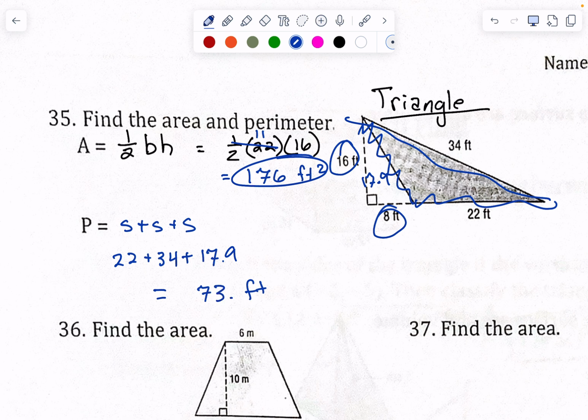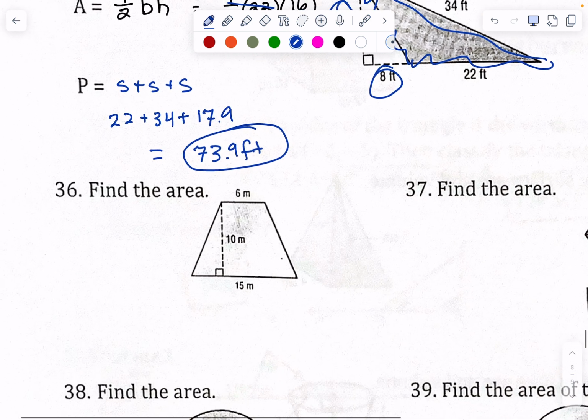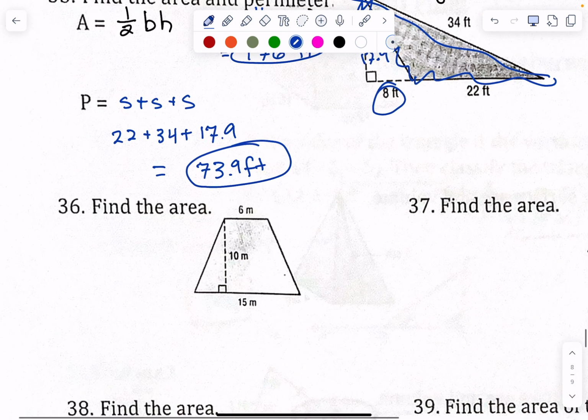73.9. 73.9 feet. And not squared because it's perimeter, right? Okay? Good? Okay, 36. Finding the area. What shape is this?